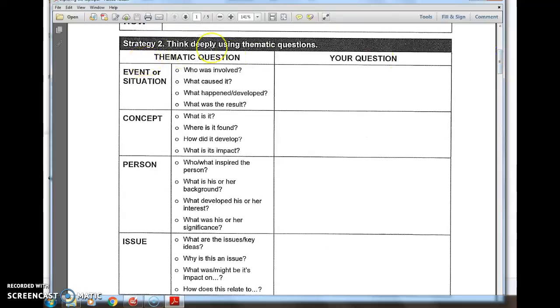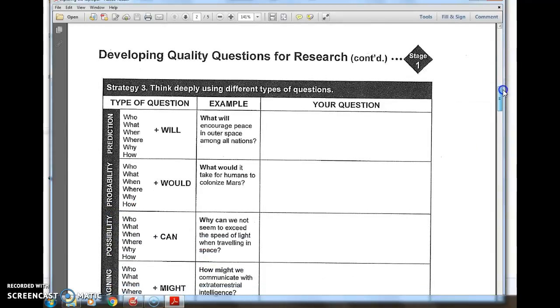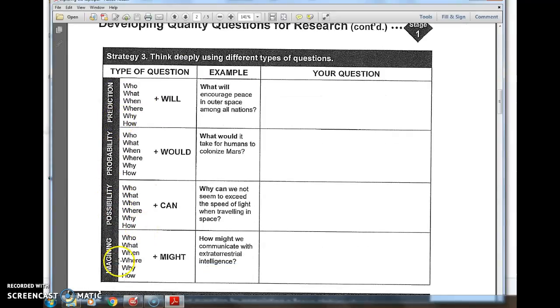Strategy 2 helps you think about thematic questions. So looking at an event or a situation, for example, you might be interested in the moon landing, and then you develop questions such as who was involved, what caused it, what happened or developed, what was the result, and that might help you develop a question around that particular topic. A particular concept, a person or an issue, and they all have prompt questions for you there as well. The next is a method using, as it says down the side here, prediction, probability, possibility, and imagining.